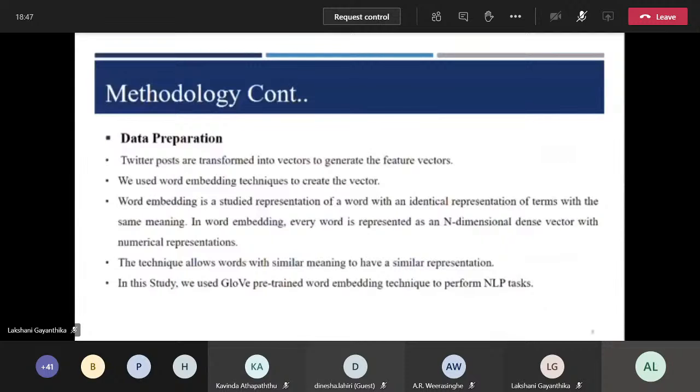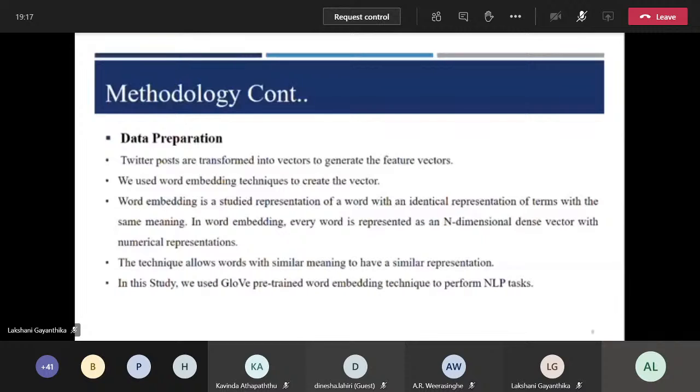In data preparation, after completing the pre-processing, the Twitter posts are converted to feature vectors. The vectors are used in the learning phase of the machine learning algorithm. Here we use a word embedding technique to create the vectors. In word embedding, every word is represented as an n-dimensional dense vector with a numerical representation. The technique allows words with similar meaning to have similar representation.